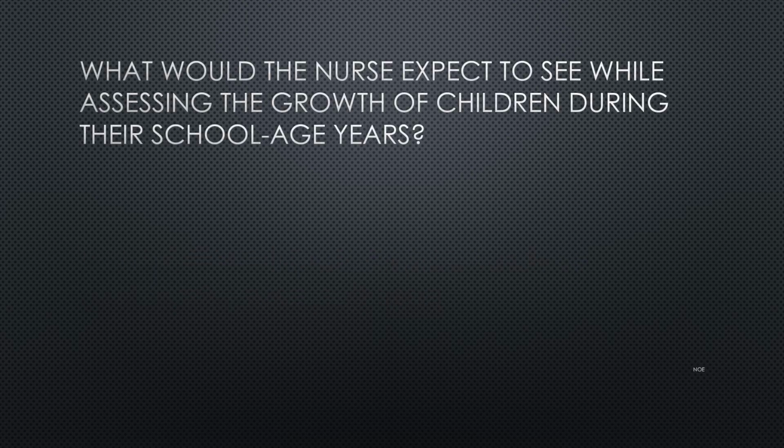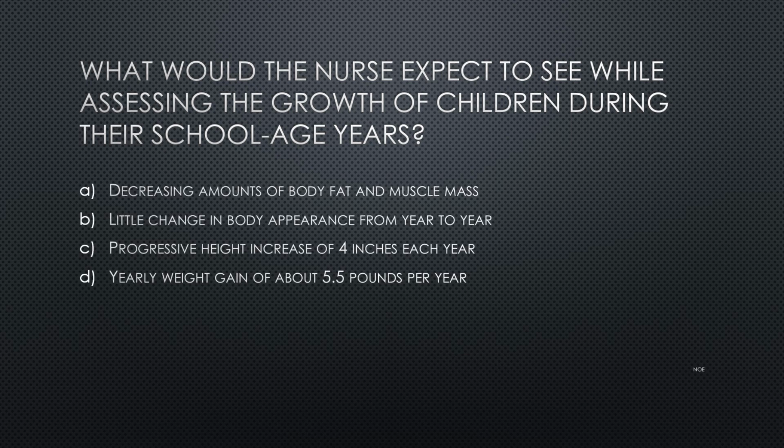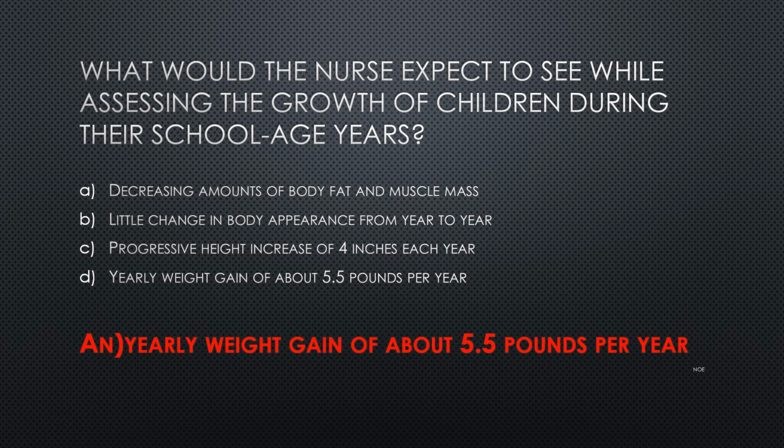What would the nurse expect to see while assessing the growth of children during their school age years? Option A, decreasing amount of body fat and muscle mass. Option B, little change in body appearance from year to year. Option C, progressive height increase of 4 inches each year. Option D, yearly weight gain of about 5.5 pounds per year. And the answer is yearly weight gain of about 5.5 pounds per year.